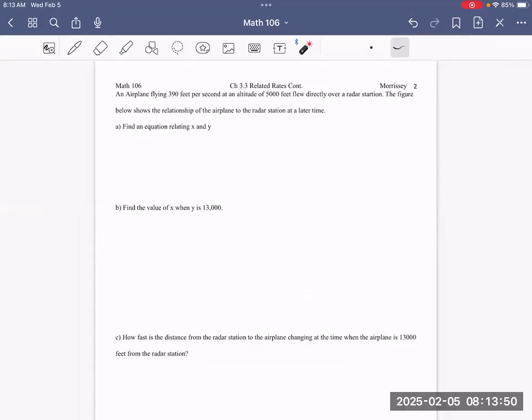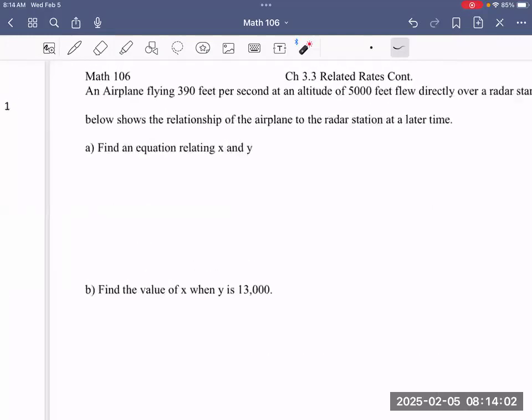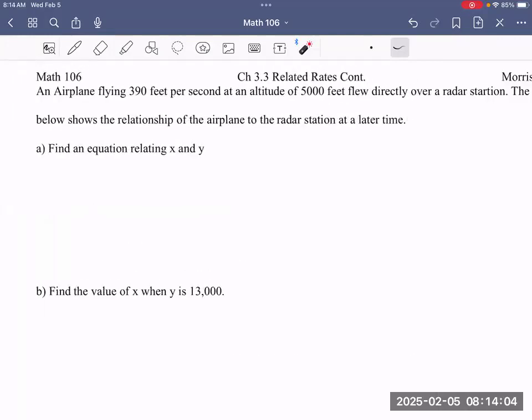Now, this was supposed to have a visual aspect to it, but I think I eliminated that so that you guys could go ahead and draw it. So see if you can draw this relationship. So if we have some sort of an airplane, we'll put that airplane over there. And we are flying over a radar station. Let's say the radar station is right here. We'll just do that. And we said, okay, we are 5,000 feet in the air.